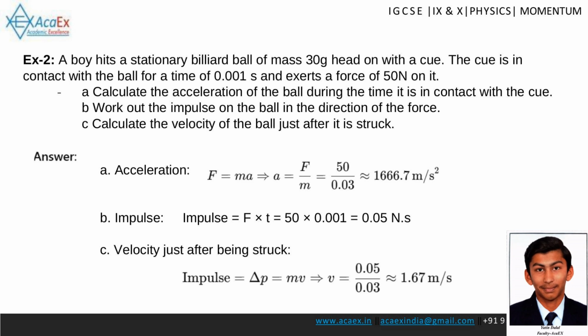B. Work out the impulse. Impulse equals force multiplied by time. This is 50 multiplied by 0.001, which equals 0.05 newton seconds. C. Calculate the velocity after being struck. The impulse equals the change in momentum. So velocity v equals the impulse divided by the mass. This is 0.05 divided by 0.03, which is approximately 1.67 meters per second.